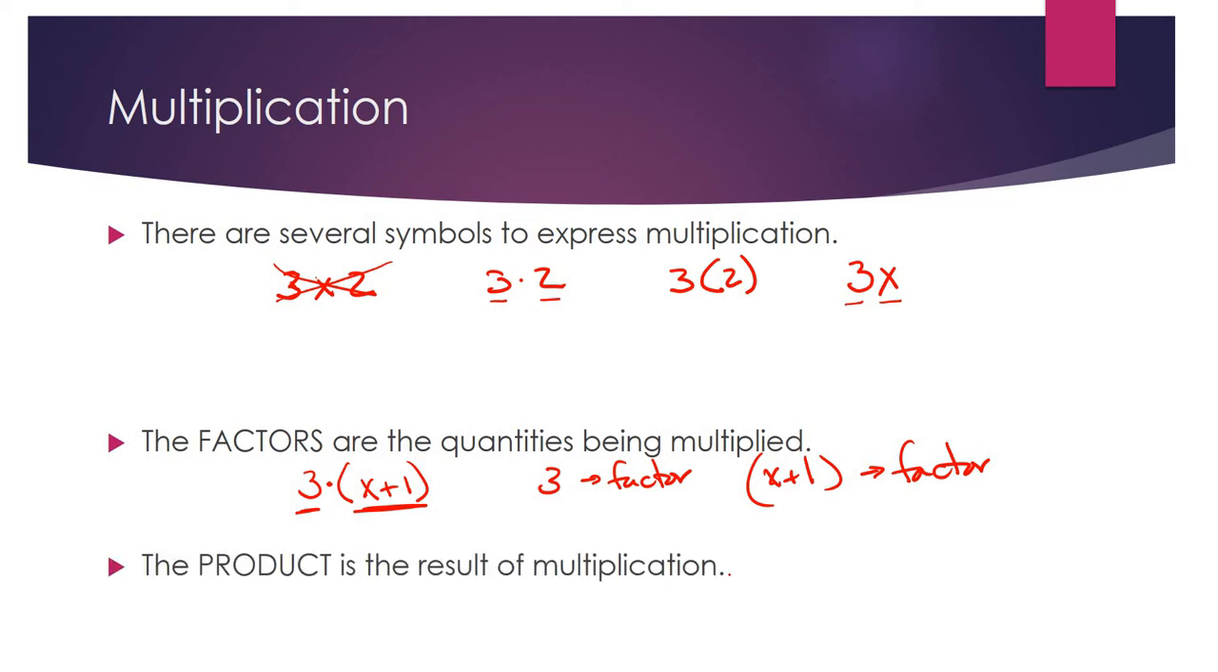The product is the result. So if I'm multiplying 3 times 2, 3 is a factor, 2 is a factor, the result, or the number 6, is the product. In the example I used a minute ago, 3 times x plus 1, we already said that 3 is a factor, x plus 1 is a factor. The product, or the result, would be 3x plus 3, and that would be my product. So the terms factor and product are going to be very important.